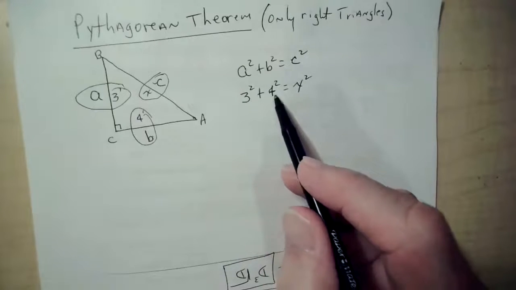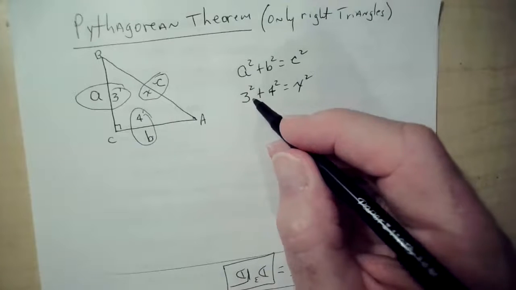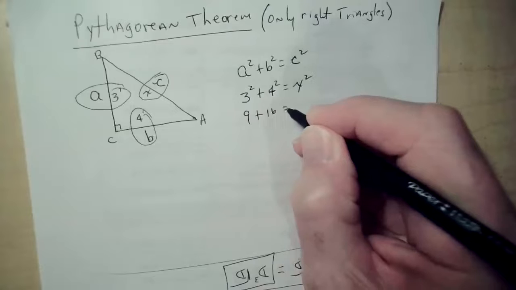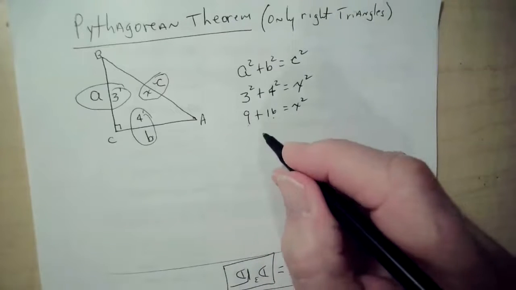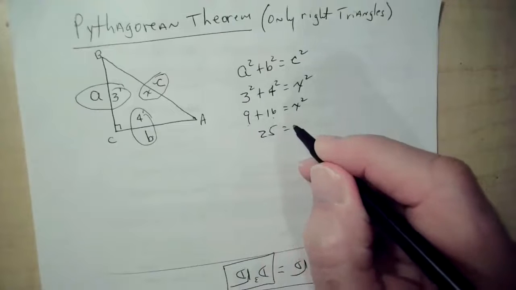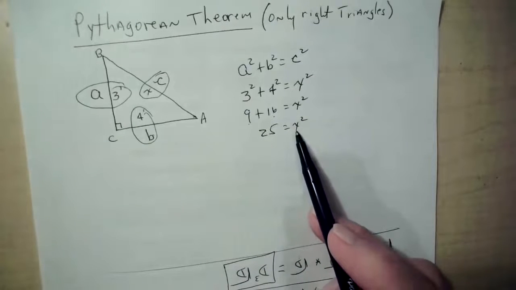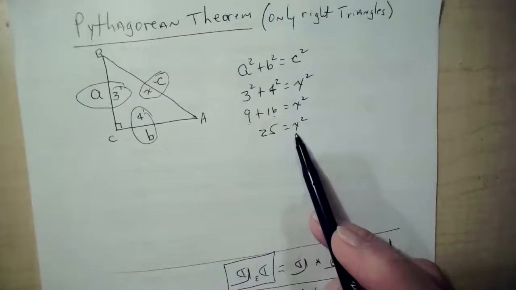Now we just do order of operation here. 3 squared plus 4 squared. We don't have any parentheses, but we do have exponents. It says 9 plus 16 equals x squared. 9 plus 16 is 25 equals x squared. And we don't want to know what x squared is.